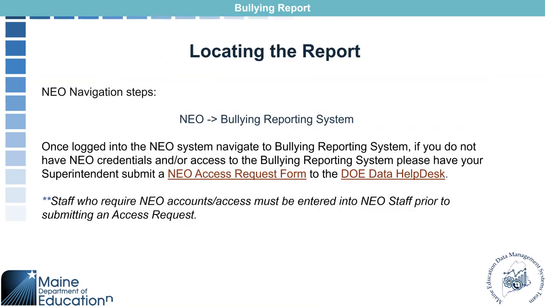In NEO, to locate the bullying report, you need NEO access. And once you're in NEO, you'll go to the bullying reporting system. And in order to have access to your NEO module for bullying, you have to have an active staff assignment within NEO, and your superintendent needs to submit that access request for you in order to gain access to the NEO modules.